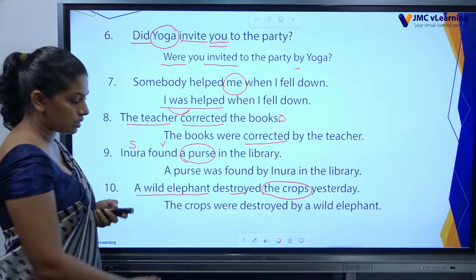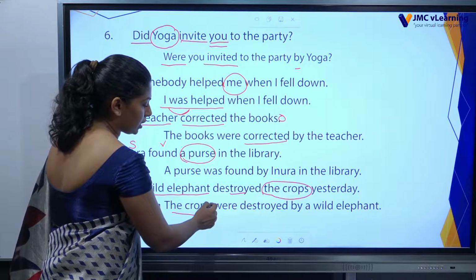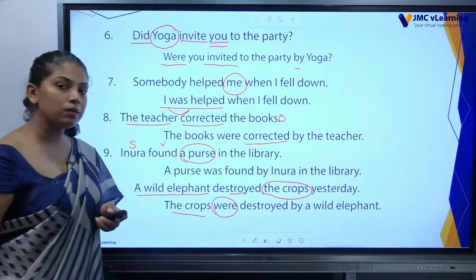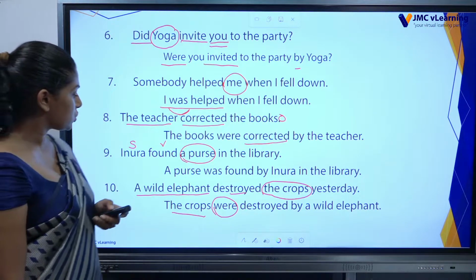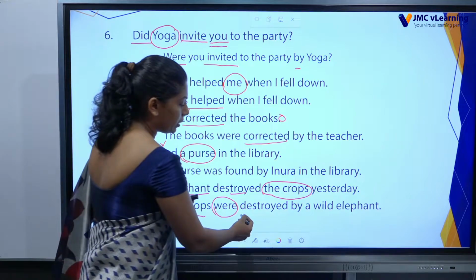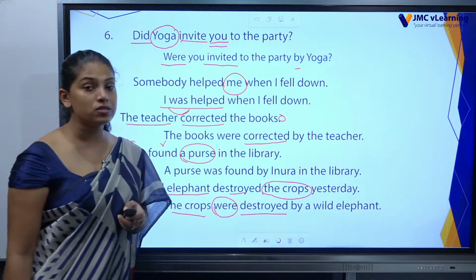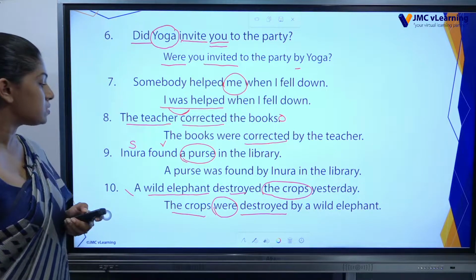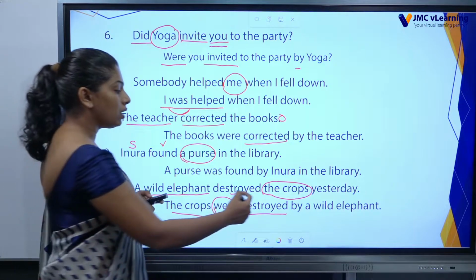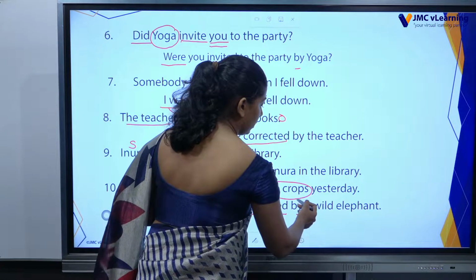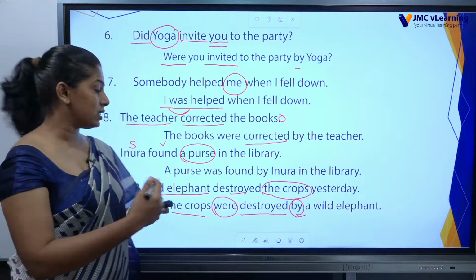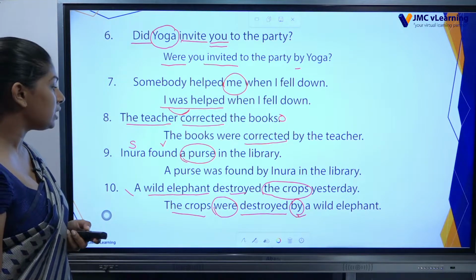The crops, then it is plural. So, you have to take were as the helping verb to mention it is past. So, the crops were, then the verb in past participle, destroyed. Then the crops were destroyed by a wild elephant. By a wild elephant. So, he is the person who has done the action.